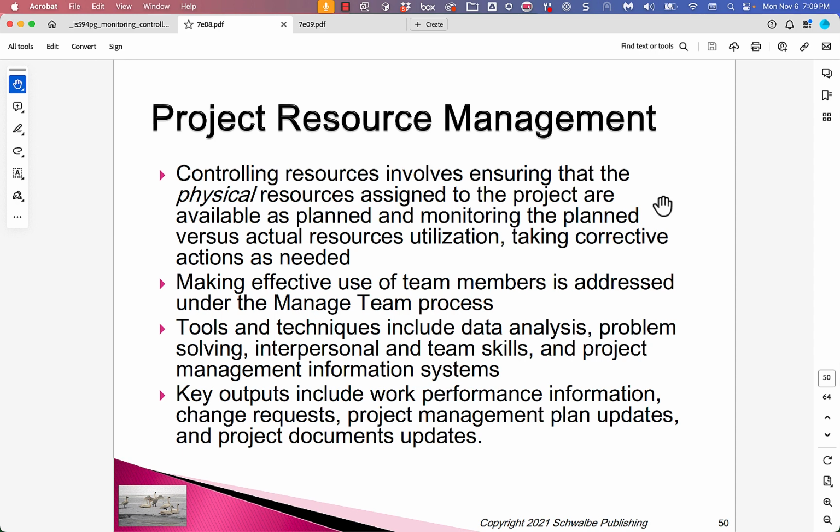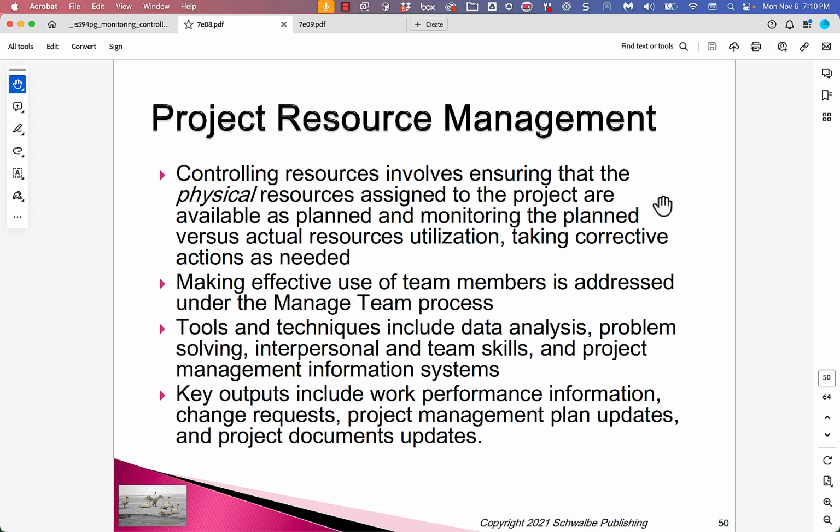Project resource management is about controlling the resources being used on the project and monitoring them, plan versus actual, and that could be people or it could be things, or it could be some kind of expendables, could be usage, I guess, power usage, water usage, expendables of some kind.